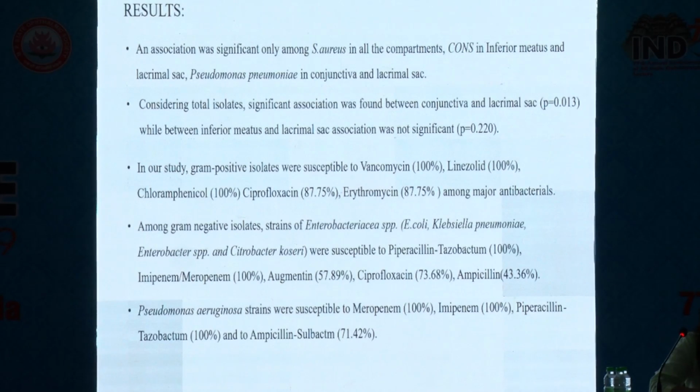And if we consider the total isolates, a significant association was found between conjunctiva and lacrimal sac, and not between inferior meatus and lacrimal sac, suggesting that it was the conjunctival microbial growth which mainly leads to lacrimal sac infection.